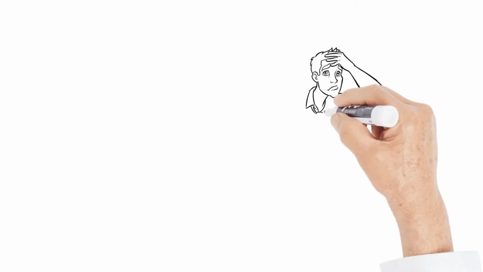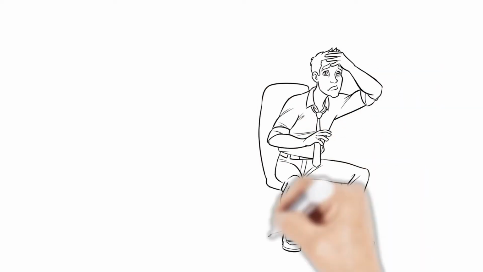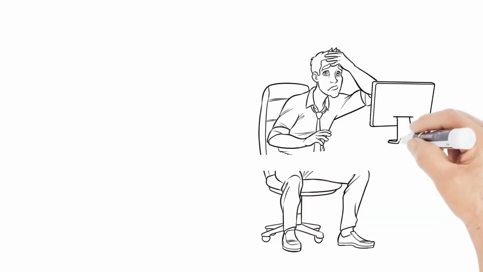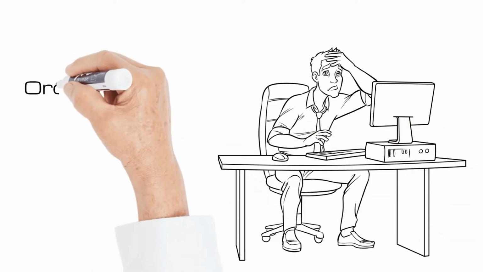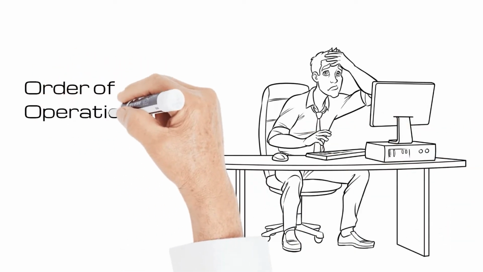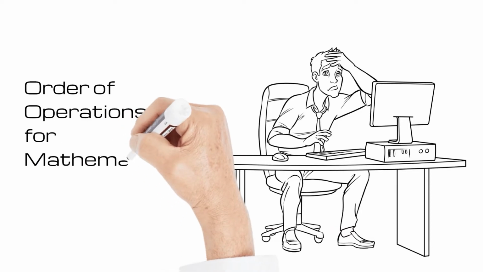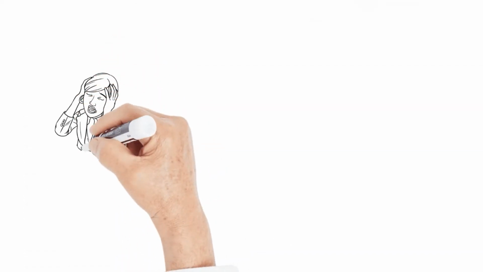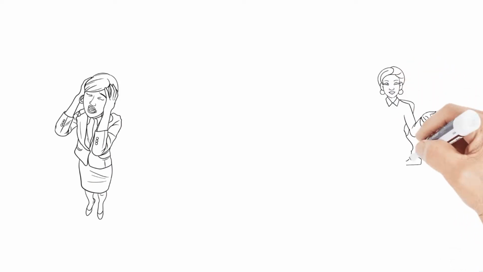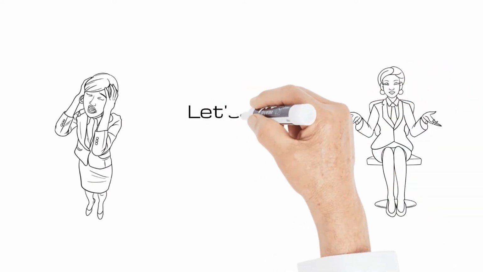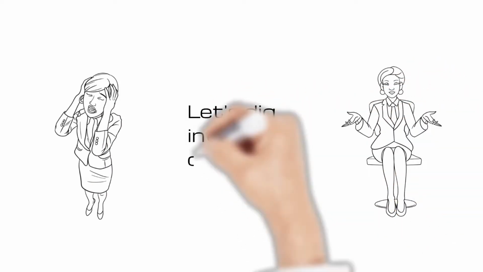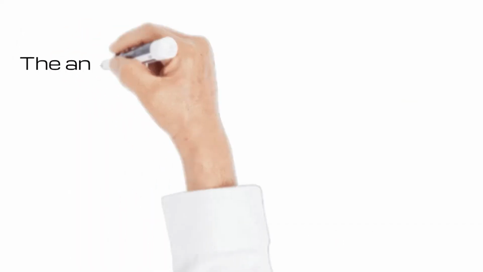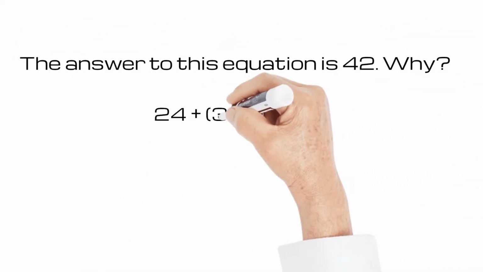What if you get a mathematical problem and it has addition, or multiplication, or division, or subtraction, or even exponents in the same equation? What order does one tackle this type of equation? Why does that matter? Do I just take the equation from left to right or maybe right to left? Let's look into this deeper to understand. Why does this equation equal 42?